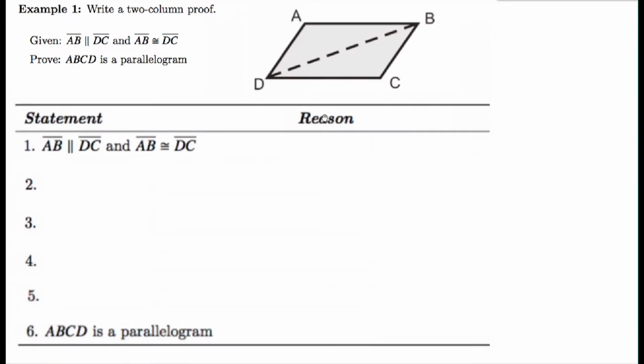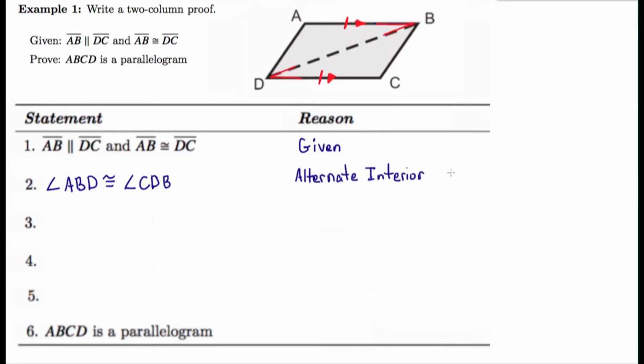Okay, let's take a look at example 1. Write a two-column proof, and we have a given statement there, and we're trying to prove that this quadrilateral is a parallelogram. So the given statement is that segment AB is parallel to segment DC, and that segment AB is congruent to DC. So let's update the drawing. Now I know that angle ABD is congruent to angle CDB, because I have these two parallel segments and this transversal. So that is the alternate interior angle postulate there.